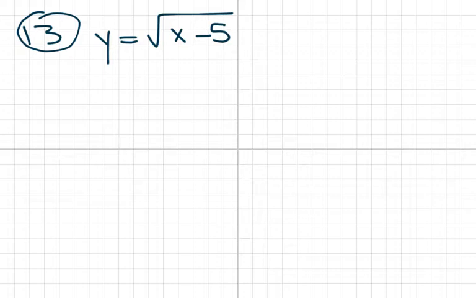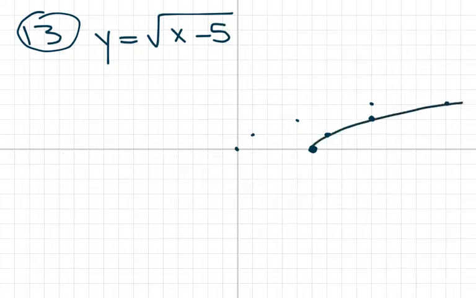So if the original graph goes through 0, 0, 1, 1, 4, 2, and 9, 3, then when I move that 5 units to the right, I get the new graph. If you don't know where the graph is, remember you can just put it into your calculator and find the first couple of ordered pairs. You don't even need that many. So this is the original graph.